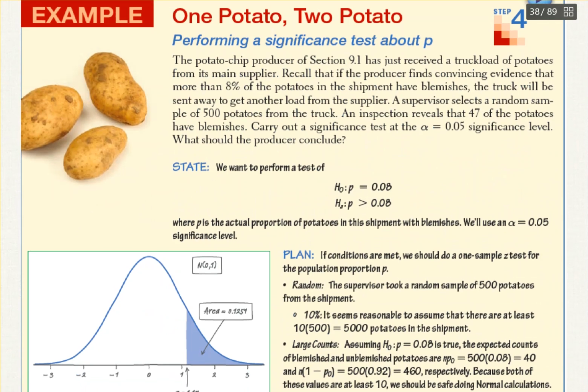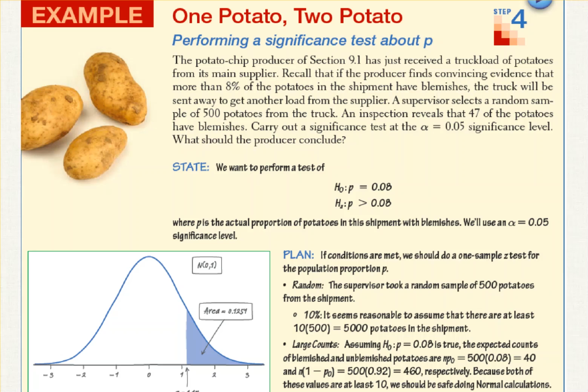All right, so now let's go back to that potato chip example that we went through in section 9.1. If the producer finds convincing evidence that more than 8% of the potatoes in the shipment have blemishes, the truck will be sent away to get another load from the supplier. A supervisor selects a random sample of 500 potatoes from the truck. An inspection reveals that 47 of the potatoes have blemishes. Carry out a significance test at the alpha equals 0.05 significance level. What should the producer conclude?